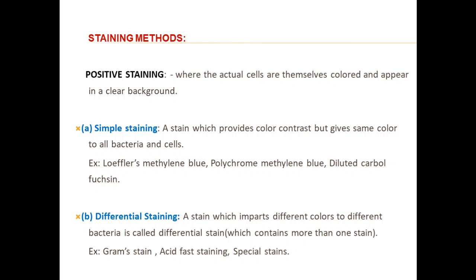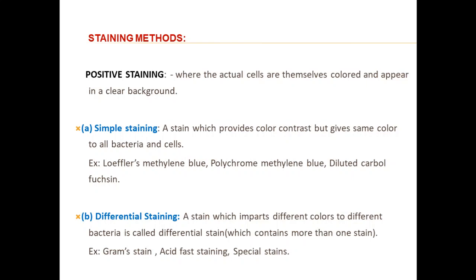used for simple staining. Differential staining is a stain which differentiates between the bacterial groups, or it differentiates between the various structural components within the bacteria. So that is what is called differential staining. It will differentiate the bacteria into groups. For example, gram staining differentiates the bacteria into gram positive bacteria and gram negative bacteria. Or acid-fast staining, which is used for staining mycobacterium cells. So it differentiates the bacteria into acid-fast bacteria or non-acid-fast bacteria.